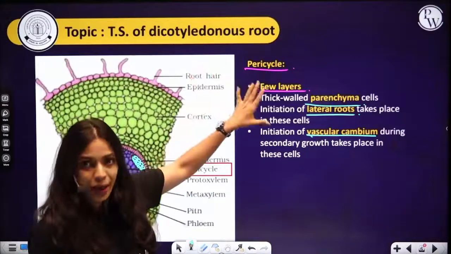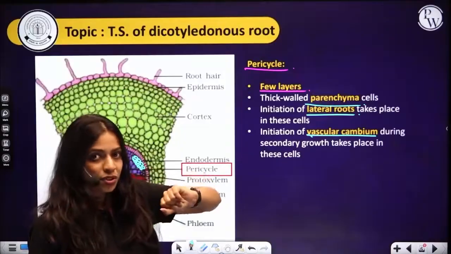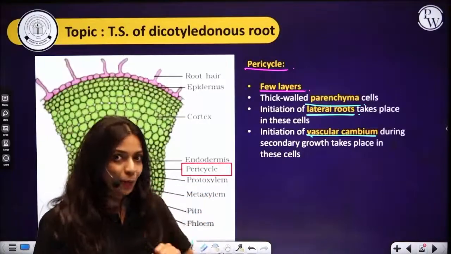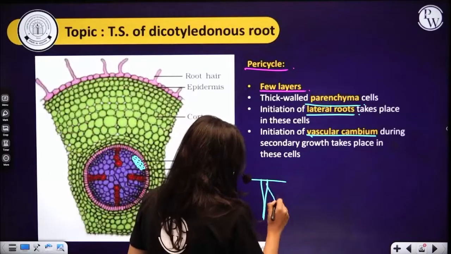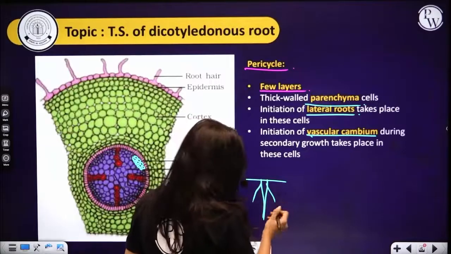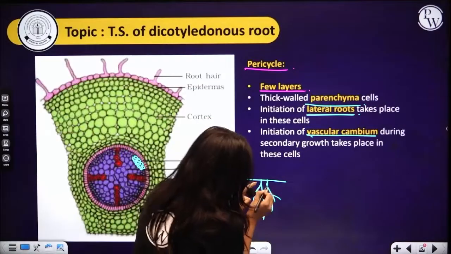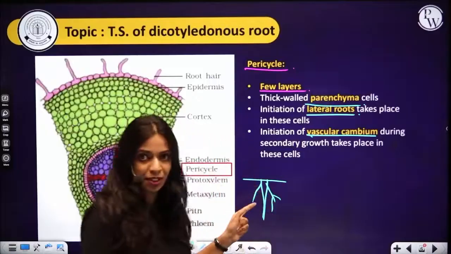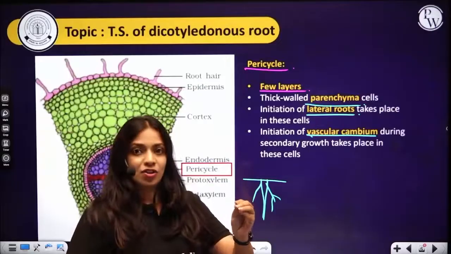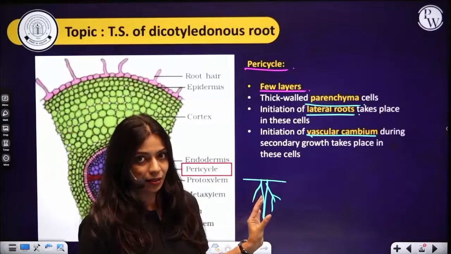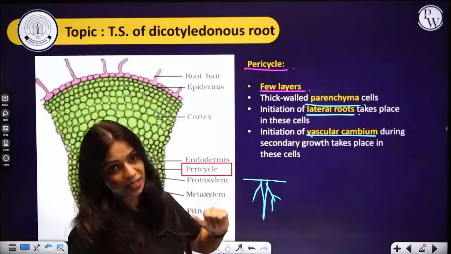So, what happens here is, in dicot roots, you know that in dicots there is a taproot system, right? So, in a taproot system, you will have the primary root. Branching from the primary root, you will have the secondary root. From the secondary root, you will have tertiary root. So, whenever a branch has to form from the primary root, the initiation of that lateral branch happens from the pericycle. Okay, so initiation of lateral roots takes place in the cells of the pericycle.